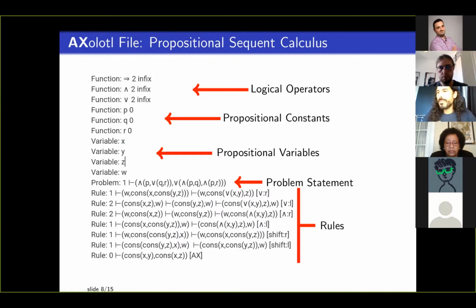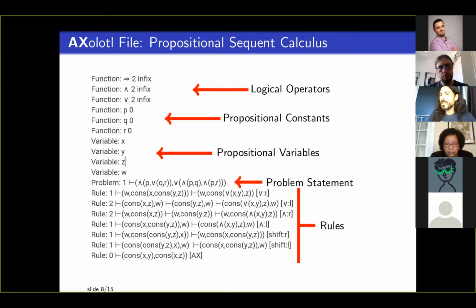What does an AXolotl file look like? Just so you get a basic idea, it's just this here. You define what function symbols and what variables you have, and you define a set of rules. The set of rules could be anything that the educator wants the student to use. In this case, I stuck to the rules of some normal logical calculus. In other cases, you could do something completely different.